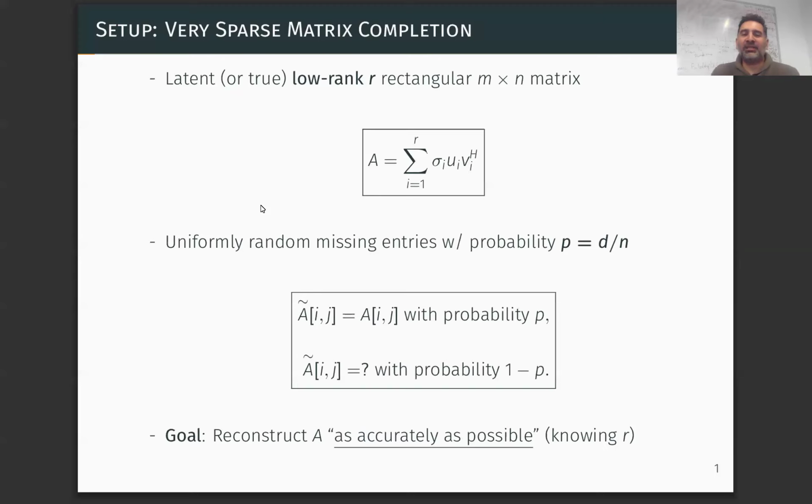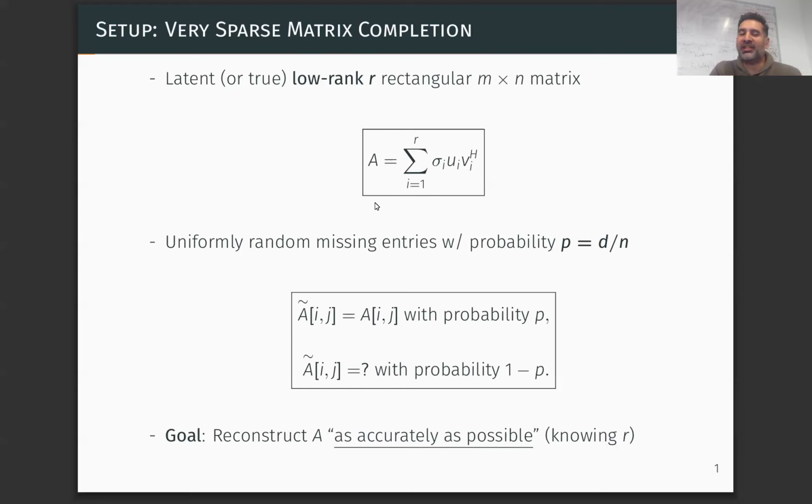So as a way to preview why that object came up in what we were trying to study, let me set up the problem, which is the very sparse matrix completion problem. Here's some notation that will pop up throughout the talk. We have in mind a low rank matrix A with a known, for now assumed, rank R, expressed via its singular value decomposition as the summation from i equals 1 through R of sigma_i u_i v_i Hermitian. The u_i's and v_i's are the latent left and right singular vectors, and the goal is to reconstruct this matrix from an input given by A tilde.